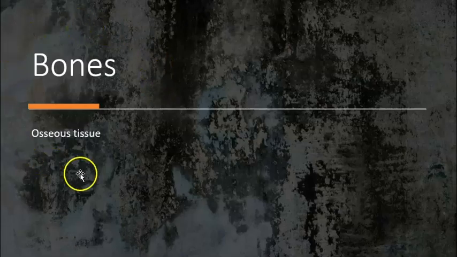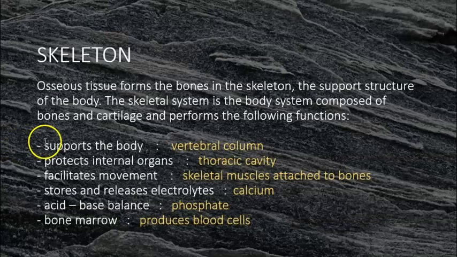Bones and bone tissue. When you put together the skeletal tissue, you're going to get bones. When you put together all the bones, you're going to get the skeleton. And it has, as you can see here, functions. One of the functions is support, right? Support your whole entire body with the vertebral column and your limbs.